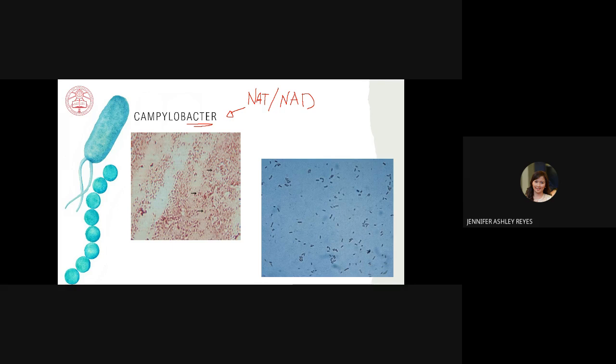So meron tayong several nucleic acid-based test methods that we can use in testing for Campylobacter species. So ginagamit natin ang CIDT sometimes together with NAD or NAD alone in detecting Campylobacter gastroenteritis. Pero kailangan yung laboratory is capable of proceeding with molecular methods or nucleic acid methods in order to help in the prevention of outbreaks. So that is your Campylobacter species.